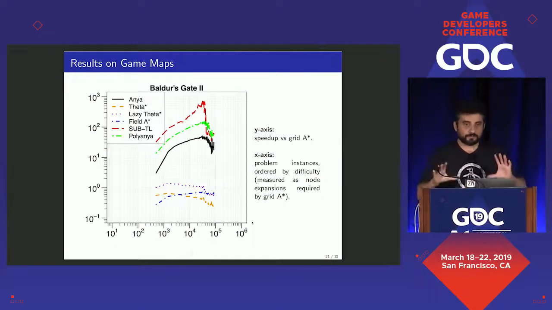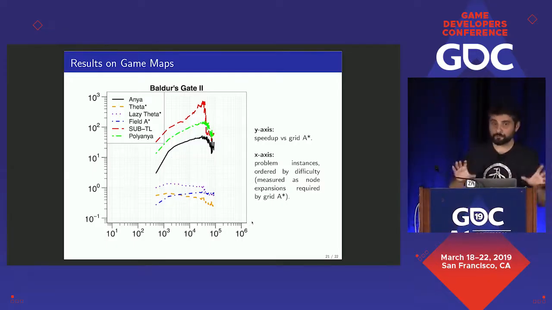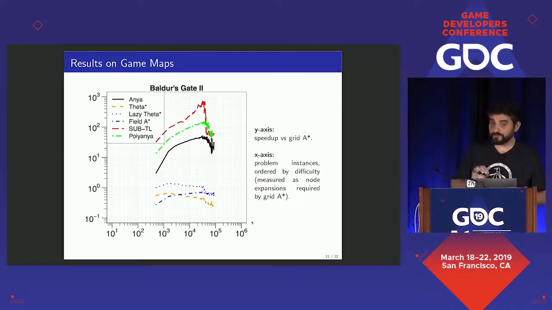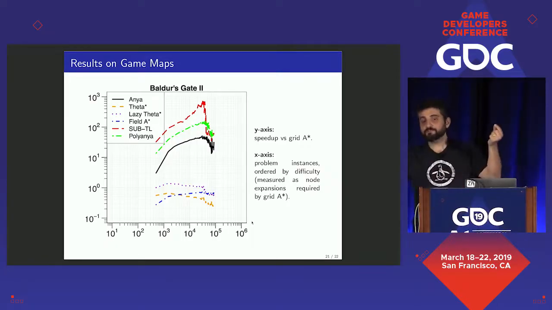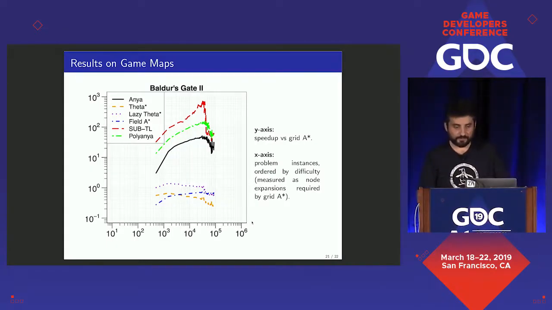All right, so now these are exactly the same benchmarks and exactly the same experiments that I showed you in the previous section. But now we have a new competitor, Polyanya, in green. So again, let me just remind you, the y-axis is speedup versus A star, and it's a log scale. And the x-axis is the relative difficulty of the problem instances as measured by the number of A star node expansions.